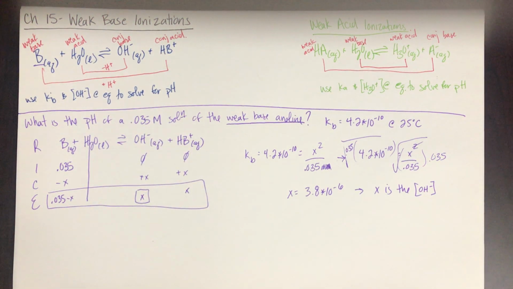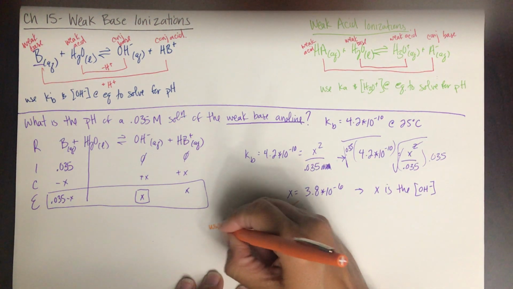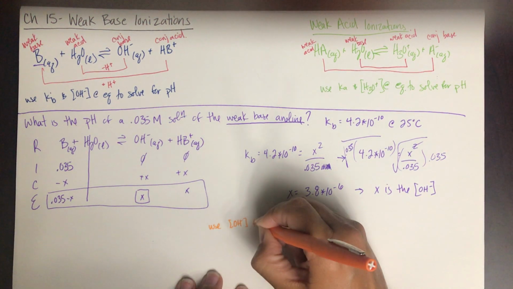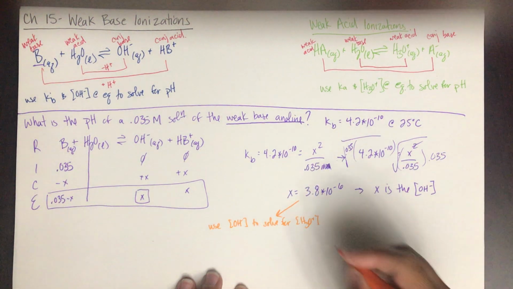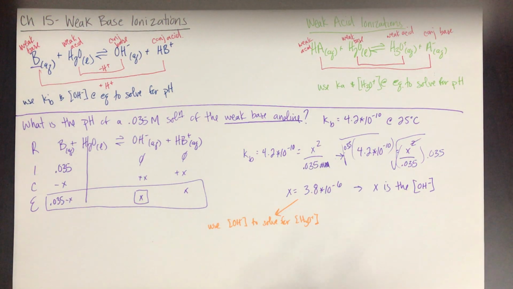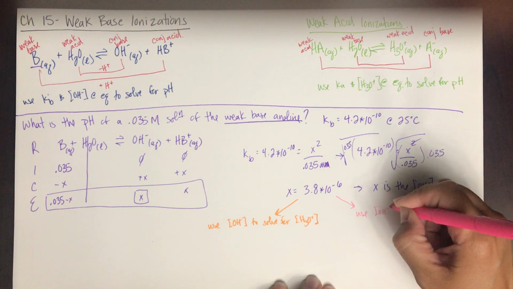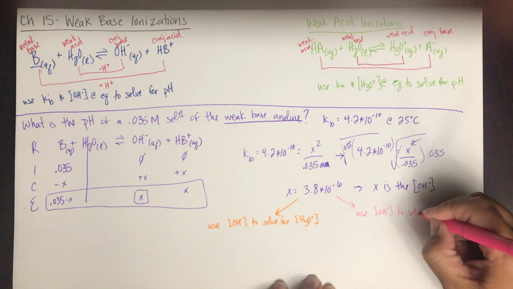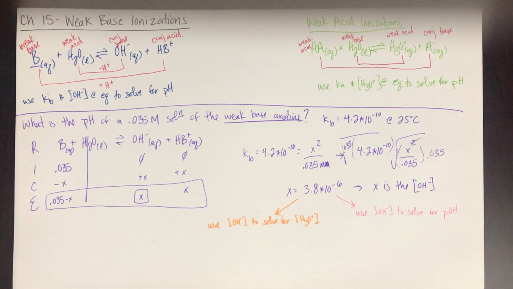I'm going to do it two ways just to show you. First, we are going to use the hydroxide ion concentration to solve for the hydronium ion concentration. And then we'll also use the hydroxide ion concentration to solve for the pOH and then solve for the pH that way. We'll see that we get the same answer with the correct number of significant figures.